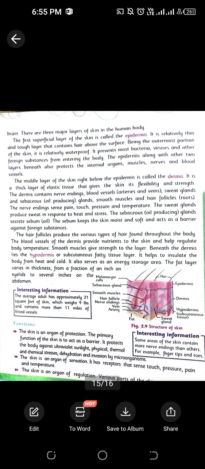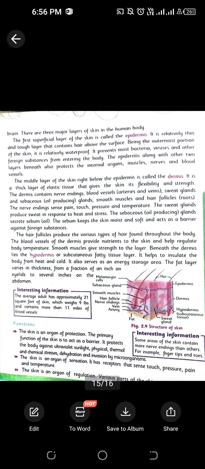Then the first superficial layer of skin is the epidermis. The epidermis is the first layer of the skin. We have three layers: epidermis, dermis, and hypodermis. So the first layer is the epidermis. It is a relatively thin and tough layer that contains hair above the surface.